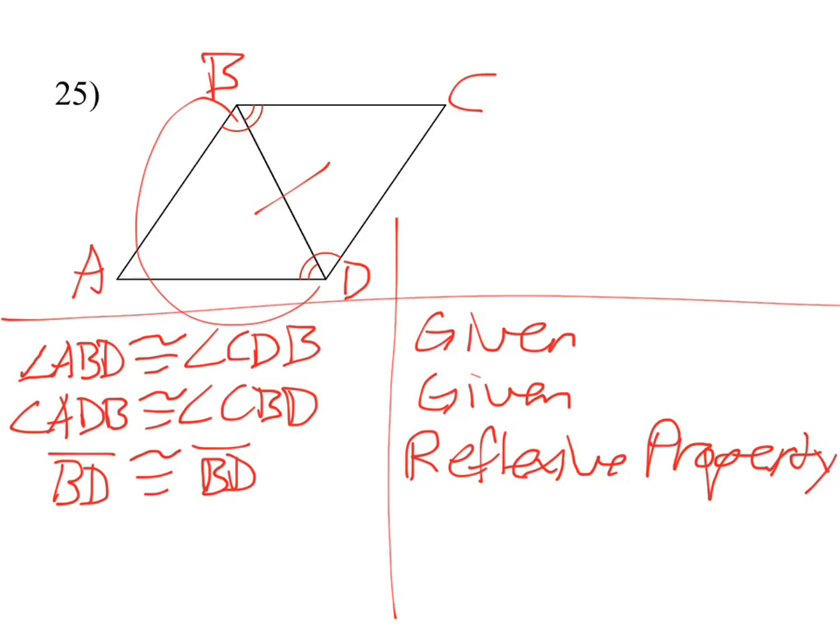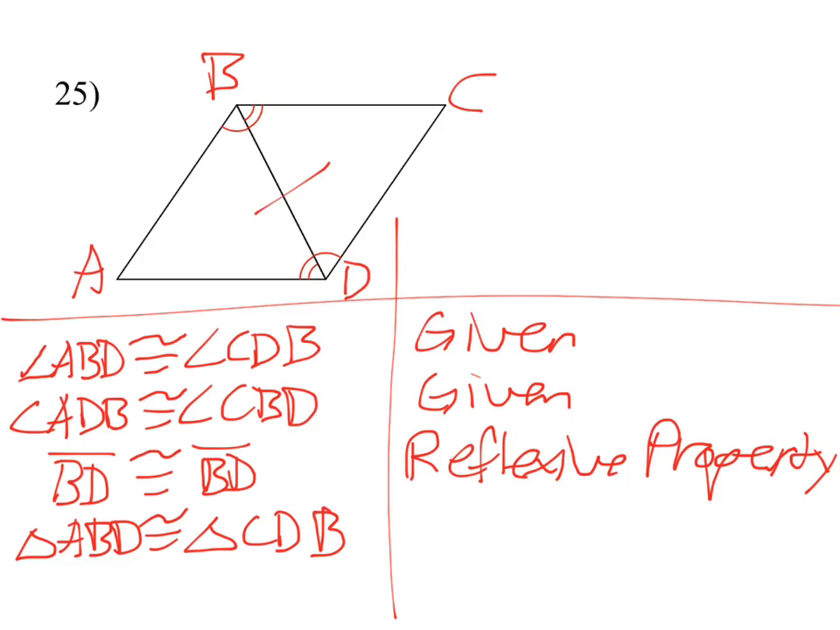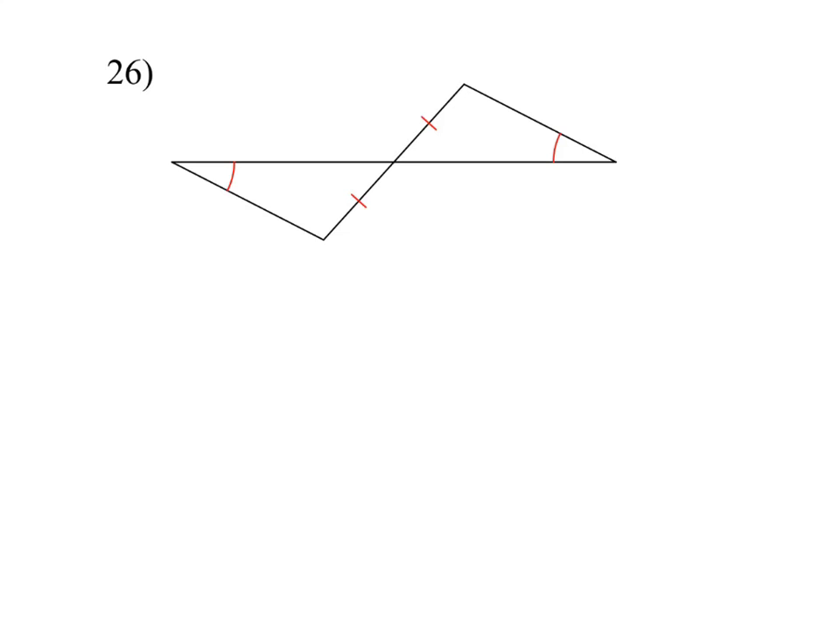And now this left triangle has two angles and the side between them, and the other one has two angles and the side between them. They both have angle, side, angle. So I know triangle ABD is congruent to triangle CDB. And that's my angle, side, angle. That brings us to the next one.